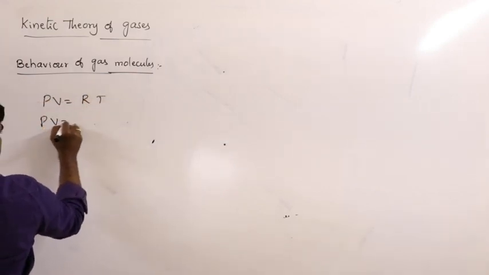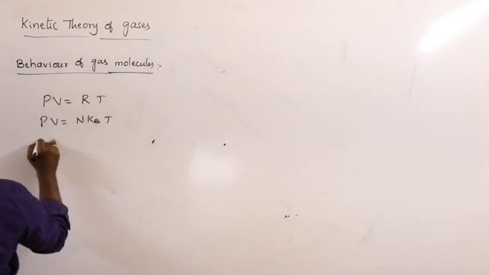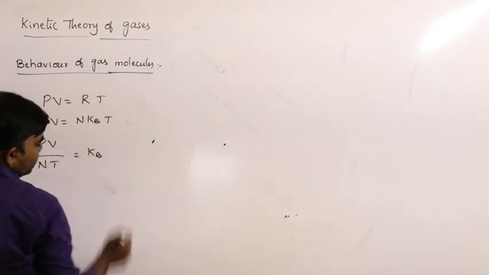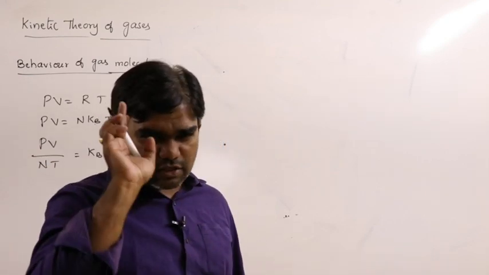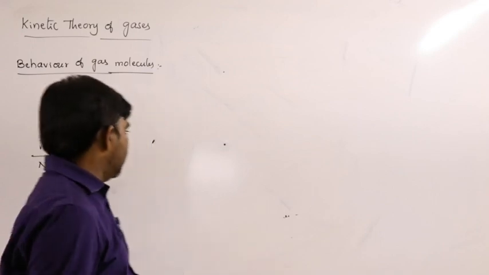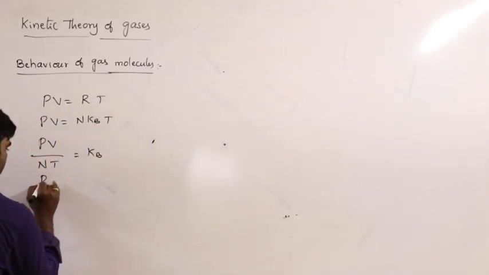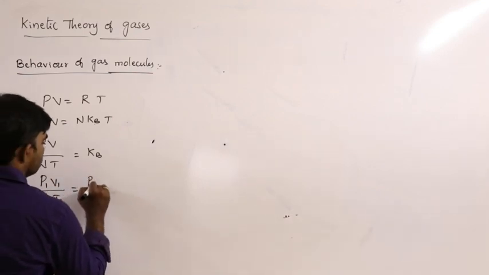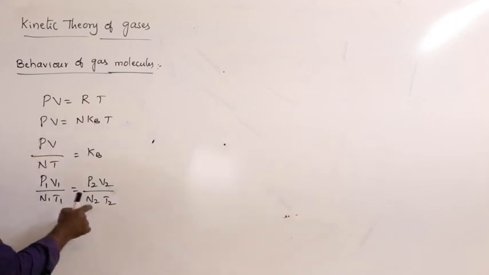So PV is equal to nRT, and R can be written as N K_B. So that means PV by NT is equal to K_B, where K_B is a constant. The Boltzmann constant's value does not depend on any factor; its value always remains constant: 1.38 × 10^-23. So from this we can write P1 V1 by N1 T1 is equal to P2 V2 by N2 T2. What are N1 and N2?